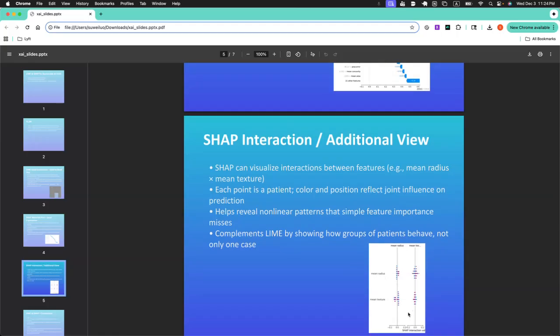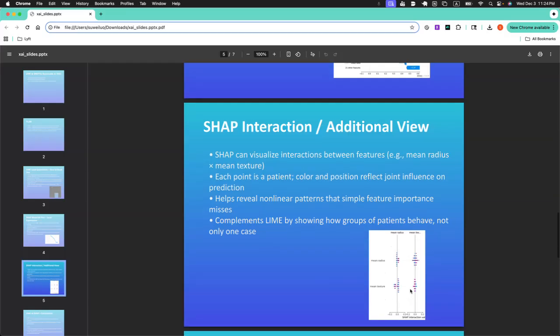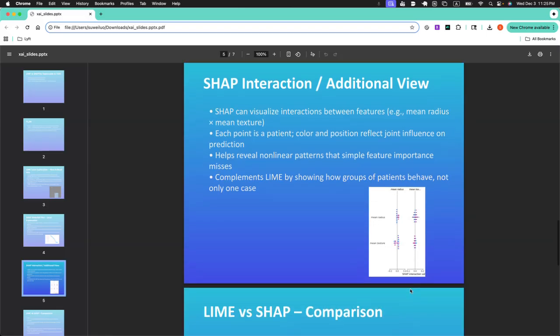Another great feature of SHAP is that you can visualize the interactions between features. Here is a quick example of the mean radius and the mean texture, where each point is a patient. Similarly, the color and the position reflect the influence, but here it is more like the joint influence on the predictions. So it helps us recover some nonlinear, interaction patterns between those features, and it can complement LIME by showing how groups of patients behave, not just one case.